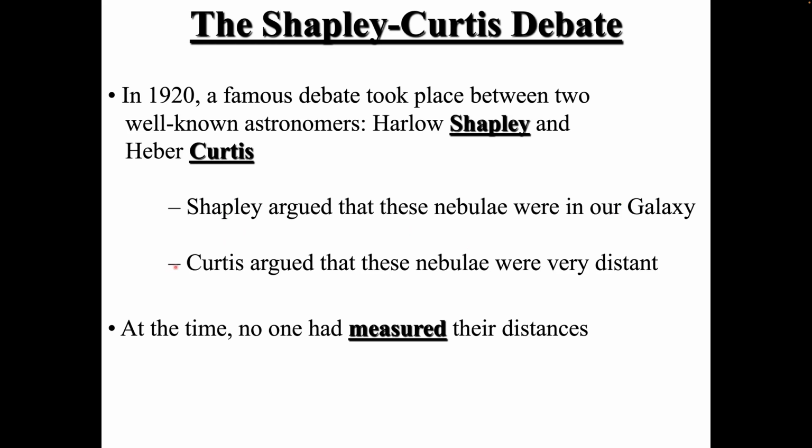But the other astronomer argued that these nebulae were very distant, not in our Milky Way, right? So they did not know, and there was no way of identifying this. The problem was that at that time there was no method to measure their distances. Now you can see the idea here, right? To decide whether the spiral nebula they observed is inside the Milky Way or in a different place in the universe, that was the problem.